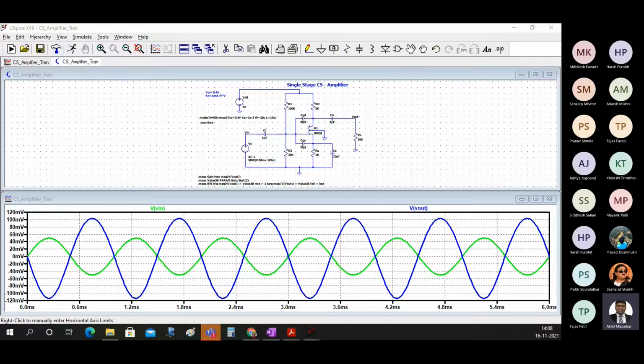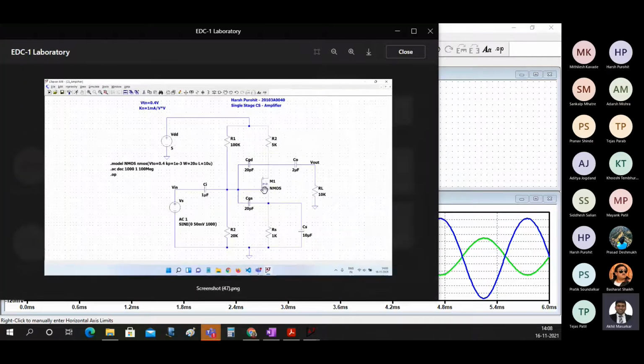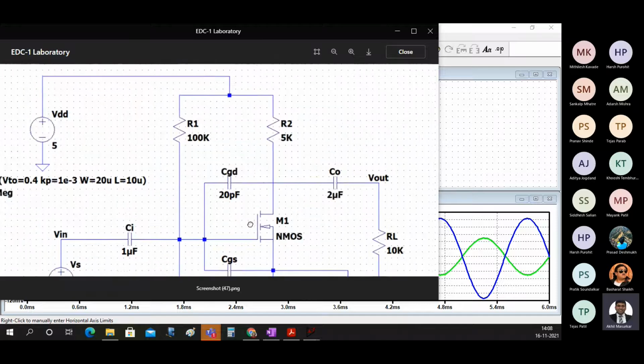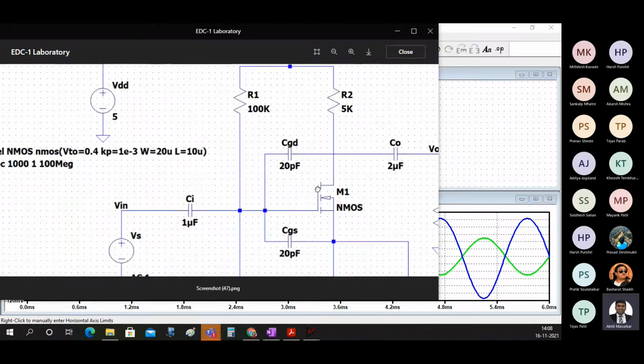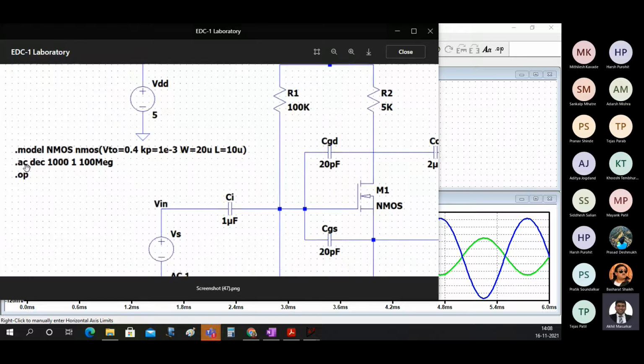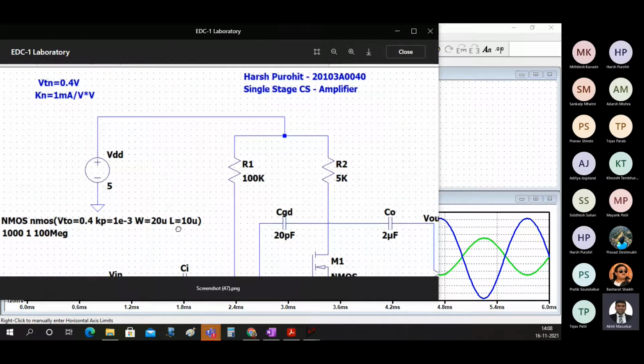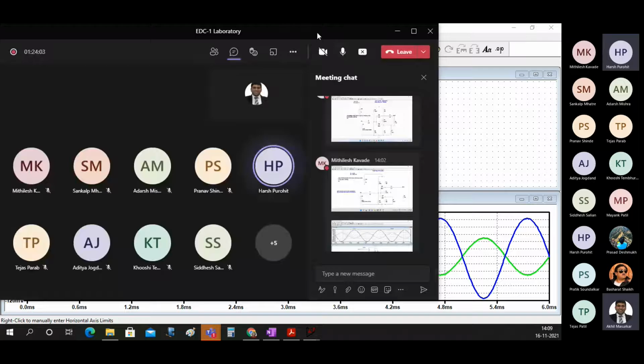First thing, Harsh, I am seeing your previous circuit. Here your source is not connected to ground, you can see that. So you replace this NMOS by NMOS 4. That is the first thing that you have to do. Then I think it should work. And you should be able to do that .tran curve.